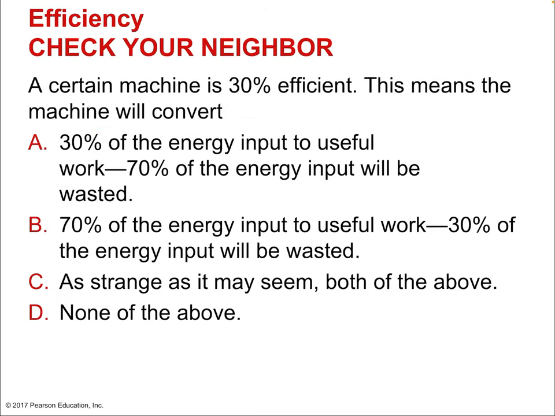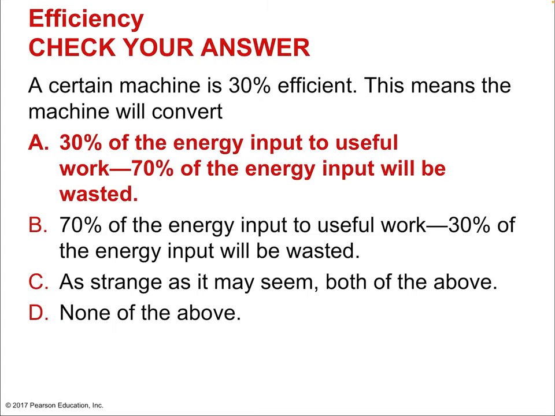So let's consider a machine that's 30% efficient. Does this mean the machine converts 30% of the energy input to useful work, with 70% wasted? Or does it mean that 70% of the energy input is converted to useful work, with 30% wasted? Or is it somehow both? No, it's the first case. 30% efficiency means that's how much was made into useful work.